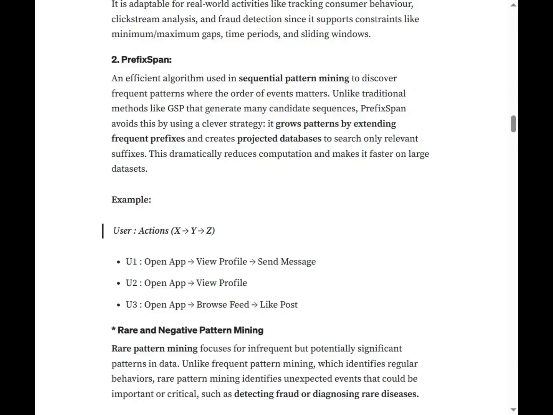User one is opening the app, viewing profile, and sending messages. User two is opening the app, viewing profile, and opening nothing. User three is opening the app, browsing feed, and liking a post. So the common thing here is opening the app and viewing profile is a common pattern here.